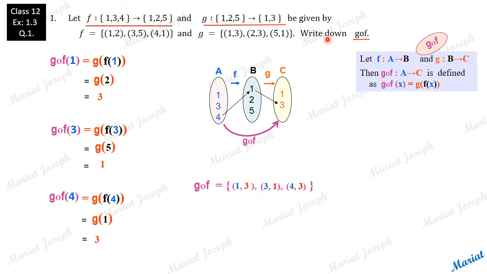So we were asked to find out the GOF function. The GOF function is now written in roster form. In the question also, the functions were given in roster form, listing down the possible ordered pairs. That is what is called roster form. So here we listed down the ordered pairs that belong to this new function GOF. Hence, this set of ordered pairs is the GOF, the composition of two functions.